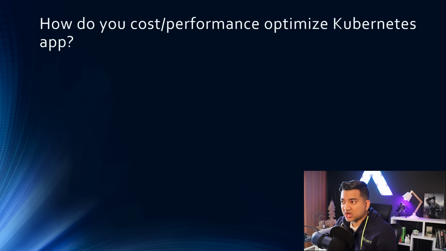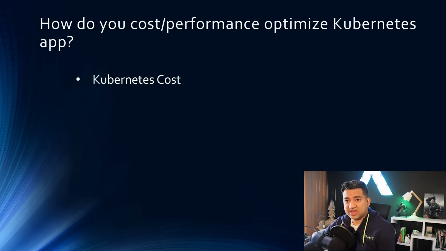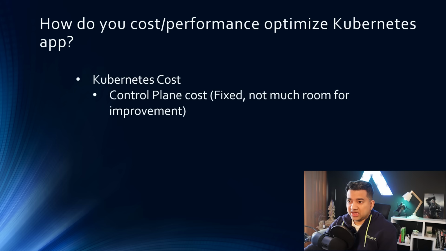How do you cost or performance optimize a Kubernetes application? So when it comes to Kubernetes cost, the first component is control plane cost. However, for good or bad, this cost is fixed. Let's say, for example, EKS, you pay 10 cents per hour. It scales automatically, and the rate is fixed. So there is not much room for improvement.